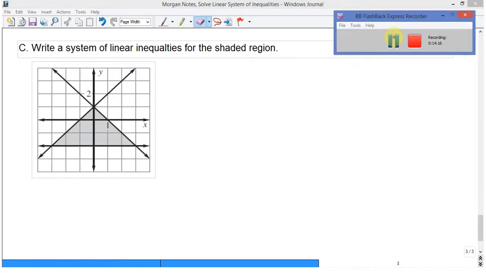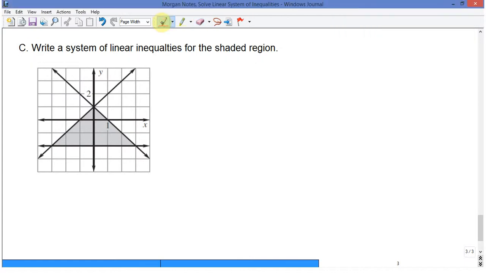Okay, in this last example, what we have to do here is we're actually going to have to write the equations of the lines that produce this solution set. So what I'm going to do is pick a line, let's just say this line down here, and call that line 1. And I'm going to write an equation for that line.